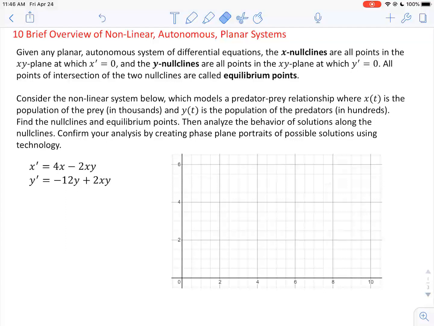And this is a model of a predator-prey relationship where x will be the population of the prey in thousands and y will stand for the population of the predators in hundreds. We're going to find the nullclines and the equilibrium points, and we're going to analyze the behavior of solutions along the nullclines, and then we'll confirm our analysis by creating a phase plane portrait of possible solutions using technology.